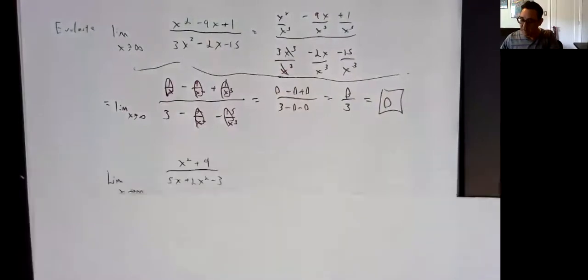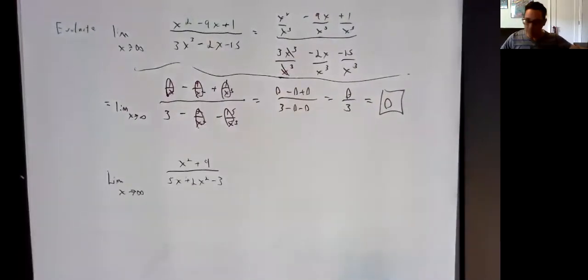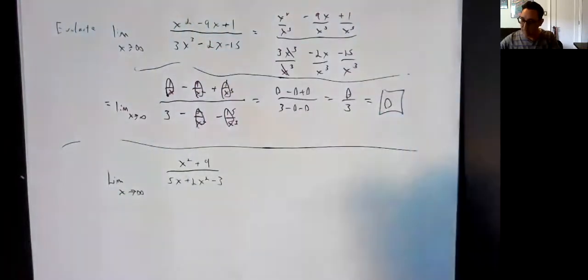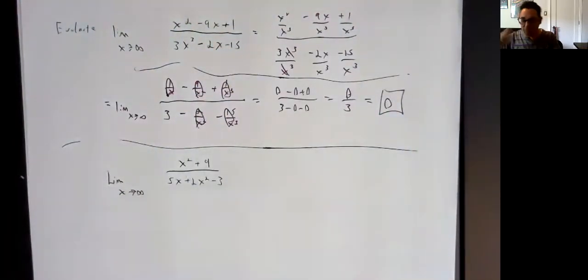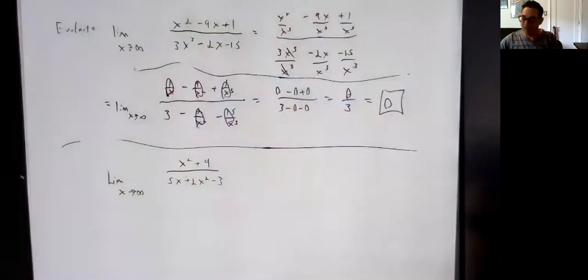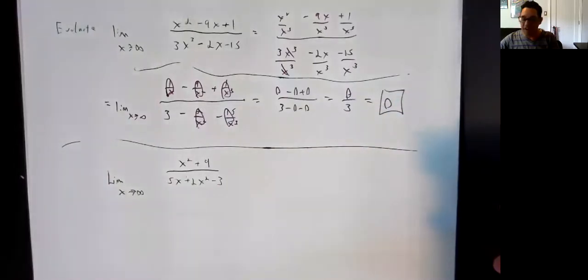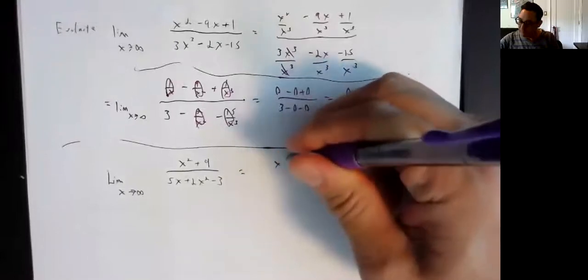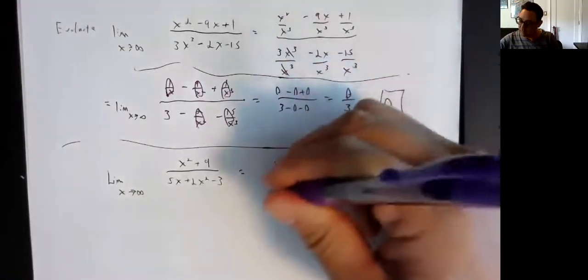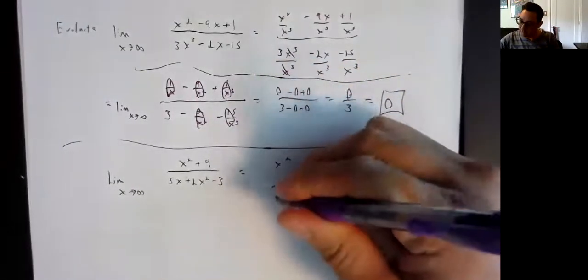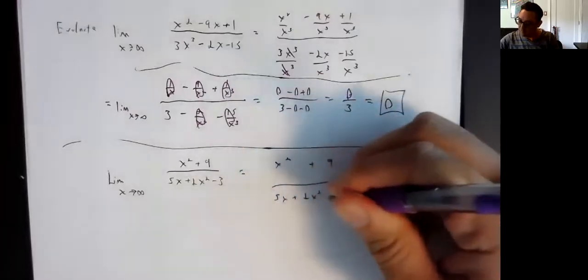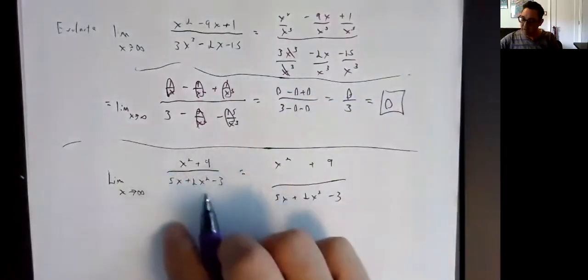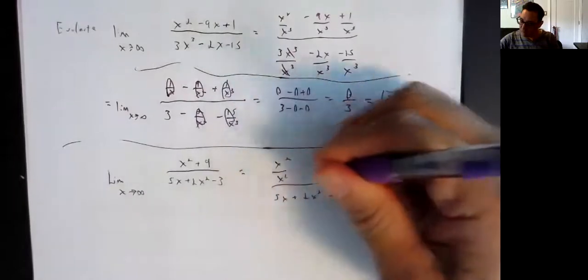All right, the final example we're going to do is this one. You can see the limit to infinity of this. This one does not have 6 terms, and that's okay. It all works the same way. Find the highest exponent. In this case, the highest exponent is 2. Rewrite it, 2x plus 9, x squared plus 9 over 5x plus 2x squared minus 3, and divide everything by the highest exponent. That's x squared.